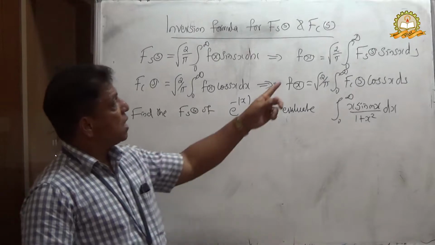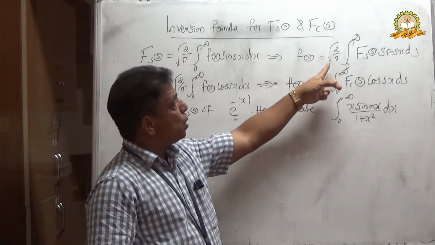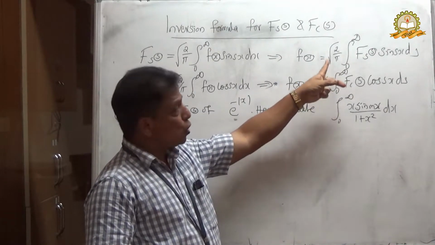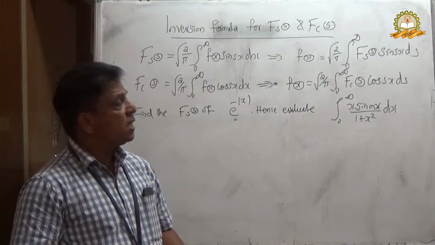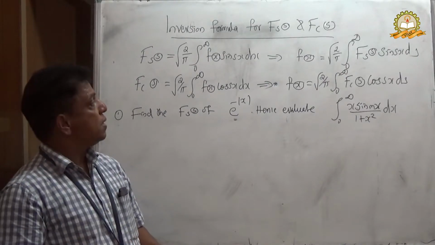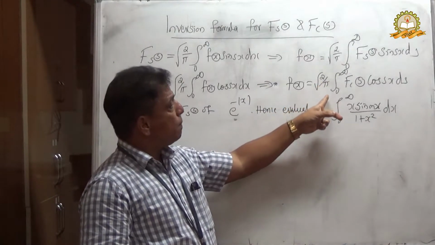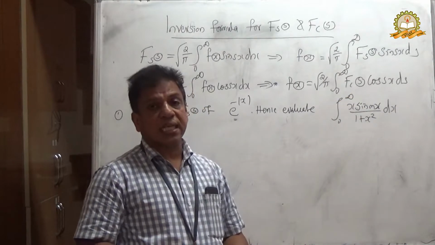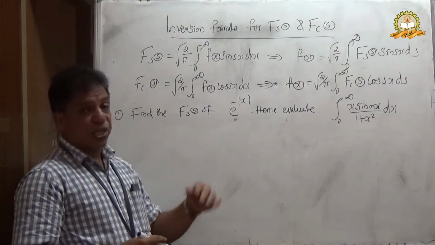You must remember these two formulas. First, the Fourier inversion formula for Fourier sine transform, that is root of 2 by pi integral 0 to infinity Fs(s) sin sx ds with respect to s. Similarly, the inversion formula for Fourier cosine transform, root of 2 by pi into integral 0 to infinity Fc(s) cos sx ds. Then we can do one problem based on this inversion.